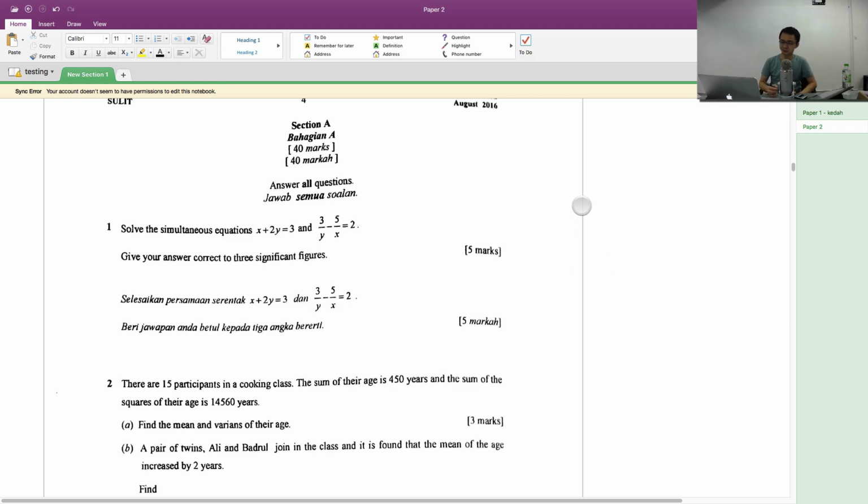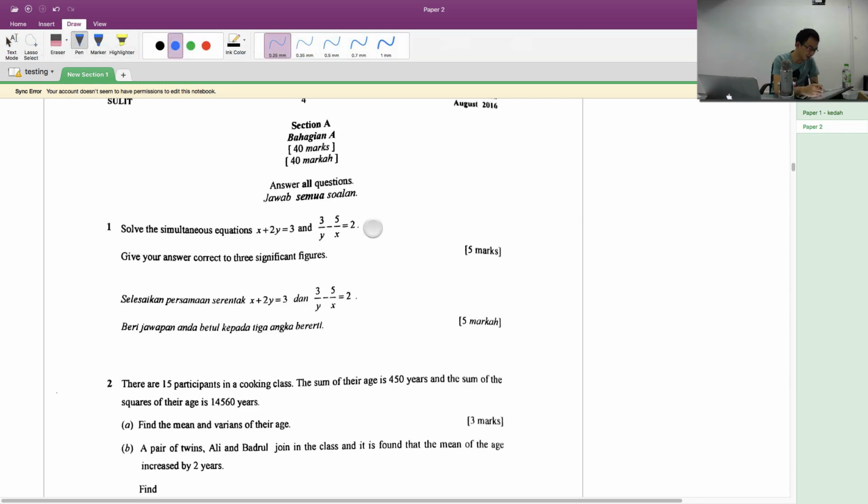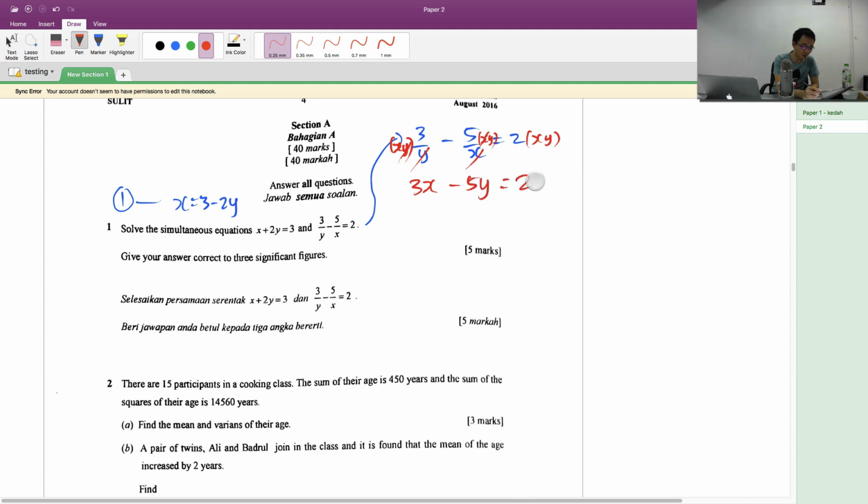The first thing is I will try to make x the subject here. So basically x equals 3 minus 2y. I call this the first equation. Then I will solve the other one first: 3 over y minus 5 over x equals 2. To solve this very fast, I will multiply every term by xy. Why do I do that? Because the y and y simplify, you are left with 3x. The x and x simplify, you are left with 5y equals 2xy.